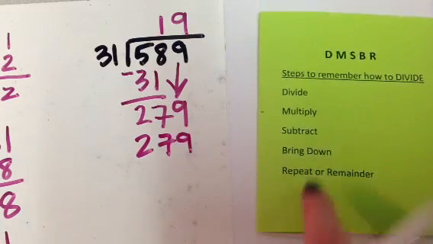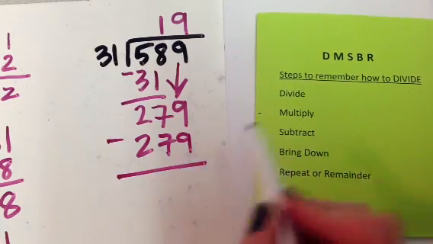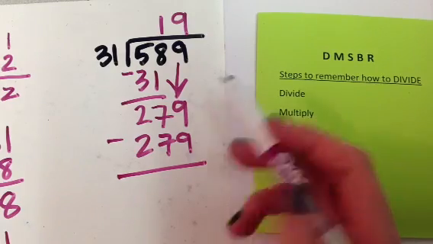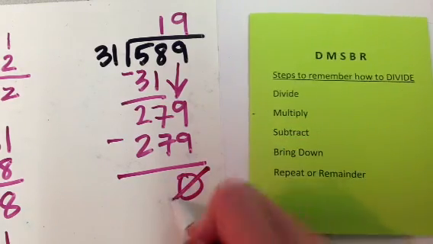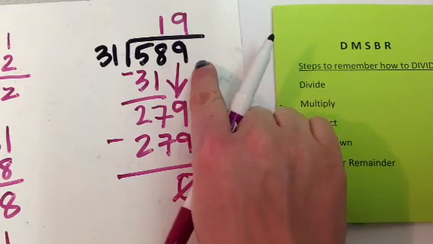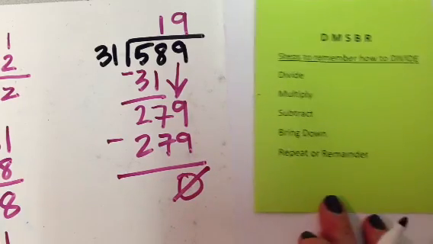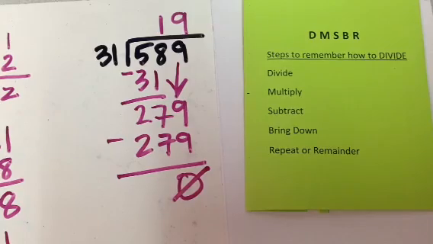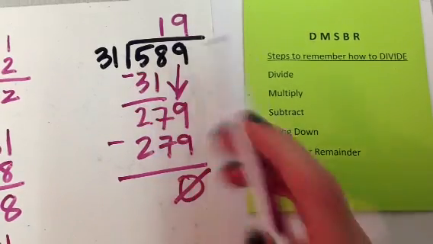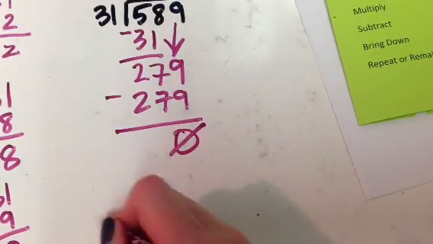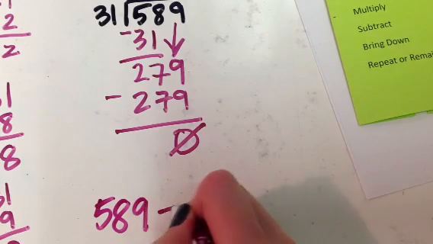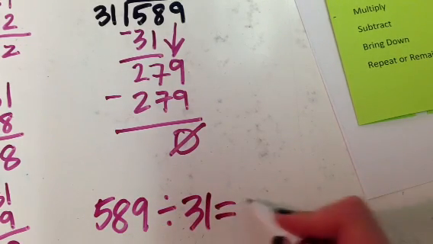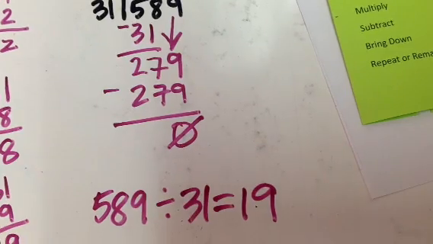And now, whoop, I subtract. 279 minus 279 equals 0. And I'm at the end of my number, so I have nothing to bring down, so I don't have to repeat, and I don't have a remainder because I have a 0 here. So 589, and let me write it down here just so you can see that other format again, 589 divided by 31 equals 19.